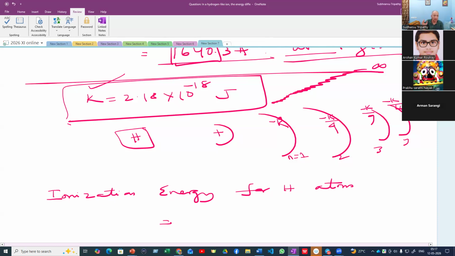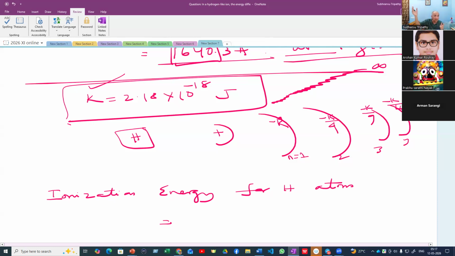Second to third, second to first: the difference in energy, minus K by 4 minus K, is 3K by 4 for the second to first, and 8K by 9 for the third to first. So you have to calculate the difference between the lower shell and the higher shell. That much energy, the corresponding photon, it will need for jumping from one shell to the other.